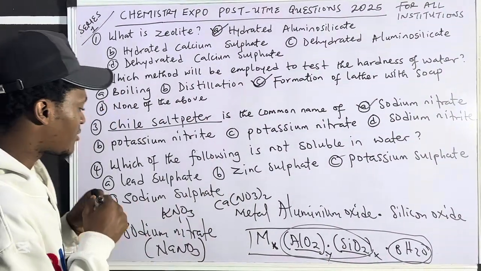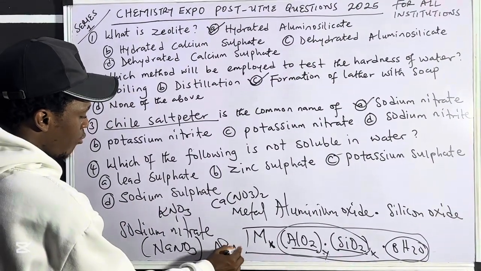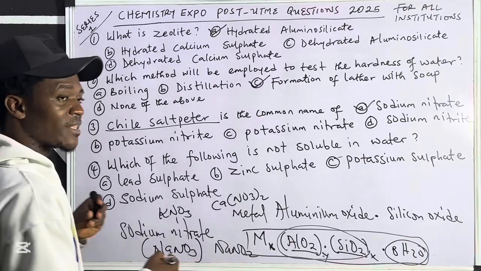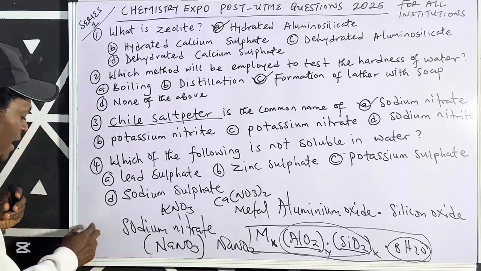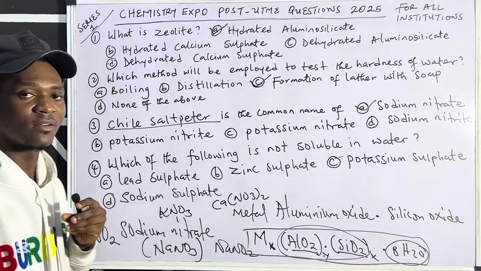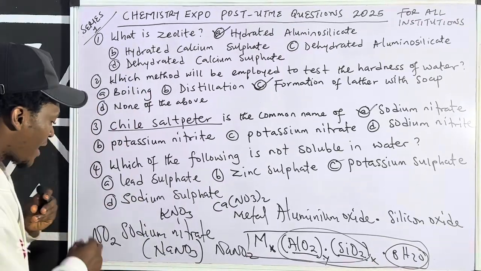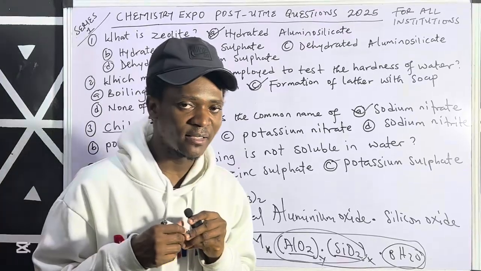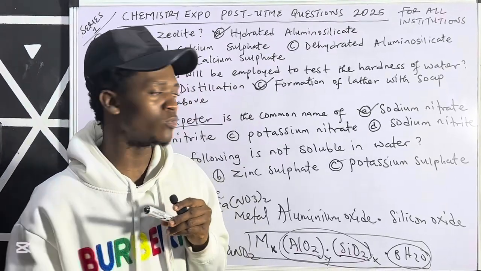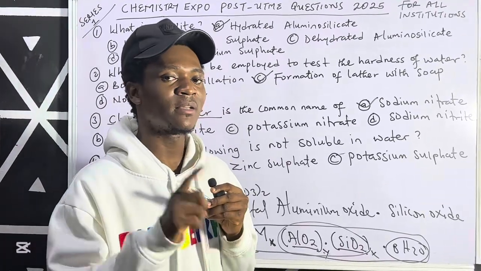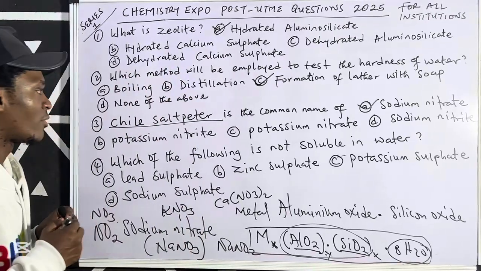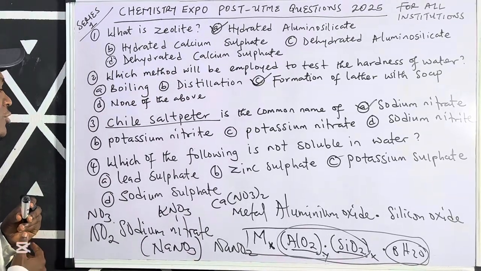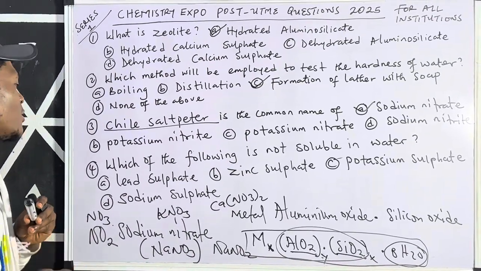Sodium nitrite is written as NaNO2. This is sodium nitrite. In fact, nitrites are known by their NO2 radical, while nitrates are known by their NO3 radical. So nitrate is NO3 while nitrite is NO2. Never mistake one for the other. Alright, so the correct option, of course, is sodium nitrate. Then let's see question 4.